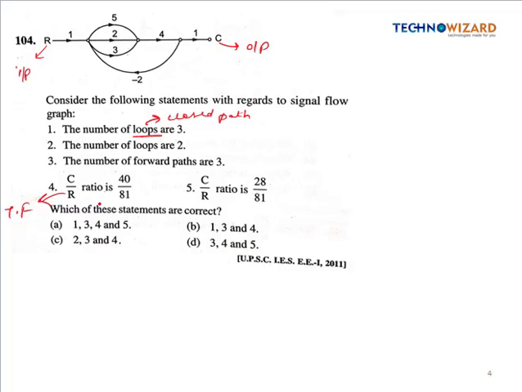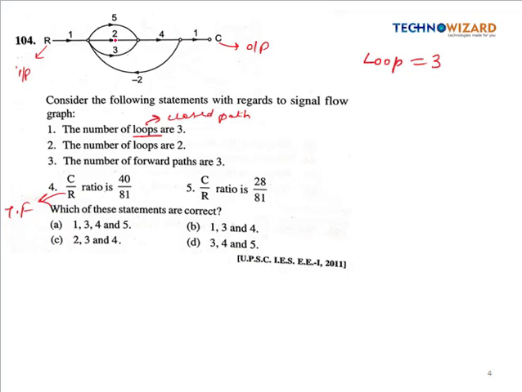First of all, we can find the value of the transfer function using the Mason's gain formula. But first of all let's find the number of loops present in the signal flow graph. Suppose I'm starting from here, so this is loop 1. And this is another loop, and this is another loop. So it means total loops present in the signal flow graph is 3.